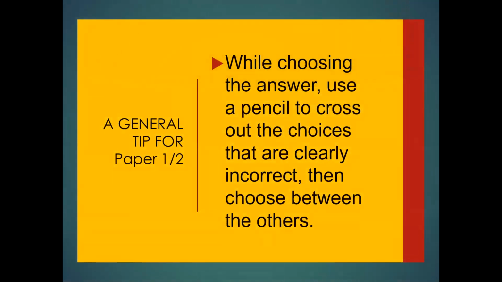A general tip for paper 1 or 2: while choosing the answer, use a pencil to cross out the choices that are clearly incorrect. Then choose between the others. This will help you to minimize errors and also to save time.